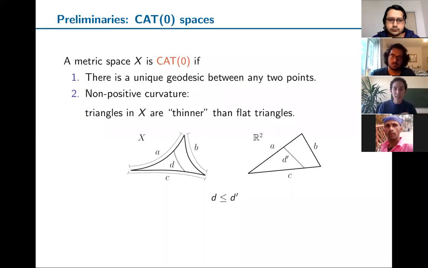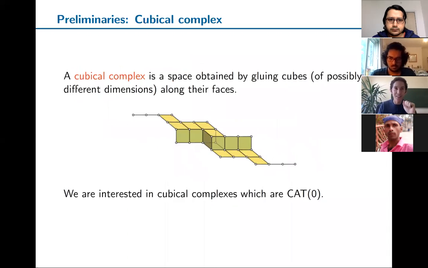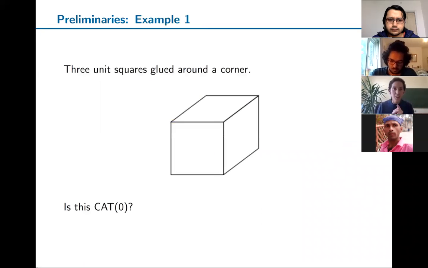So let me explain that in an example later. But now a cubical complex is just a space which is obtained by gluing cubes of possibly different dimensions along their faces. And this is an example. And we are interested in cubical complexes that are CAT(0). So let me go to this CAT(0) property again, and let me explain it by an example.